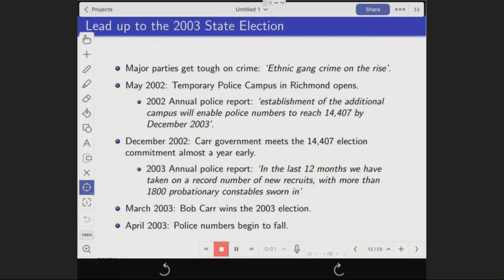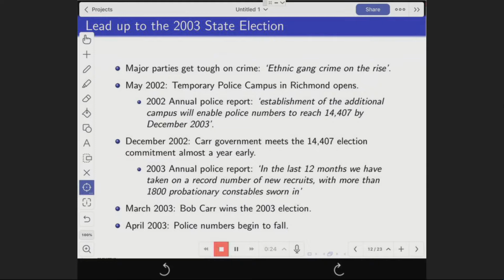Until the lead up to the 2003 election. Law and order is, again, a major issue. I'm pretty sure this is a quote from The Australian. And what happens is in May 2002, so just under a year out from the election, they opened what was supposed to be a temporary police campus in Richmond. And in fact, I'm confident that it was open almost entirely for political reasons.